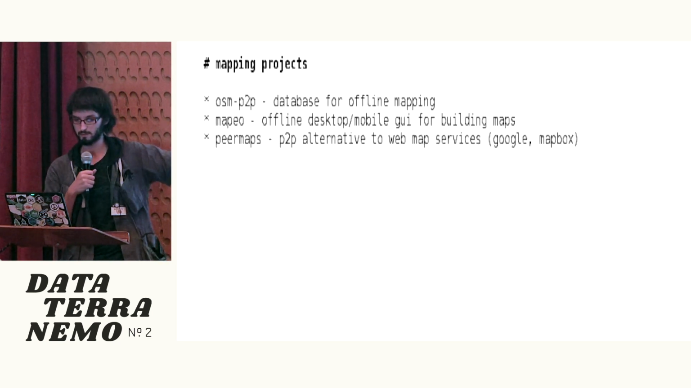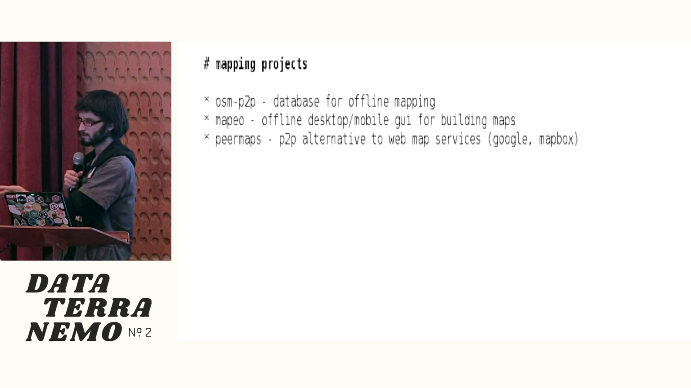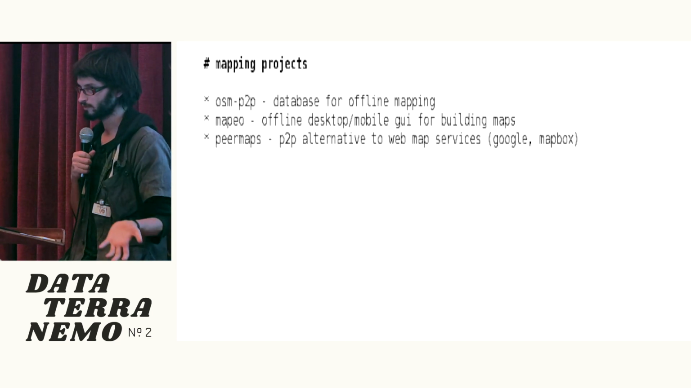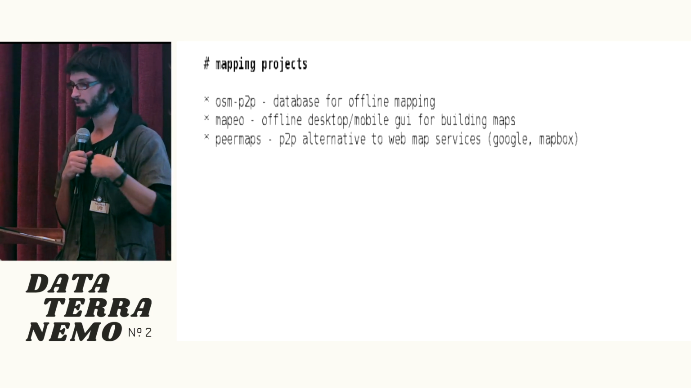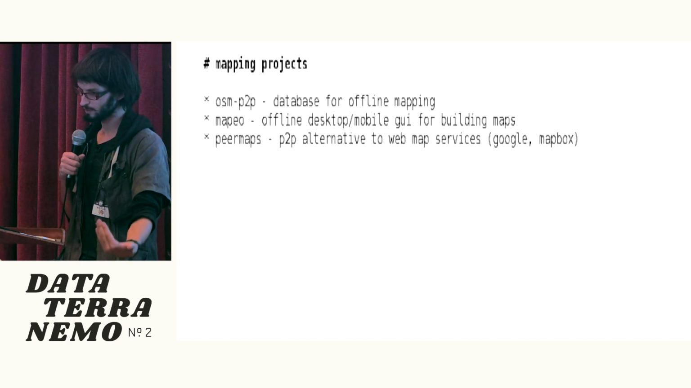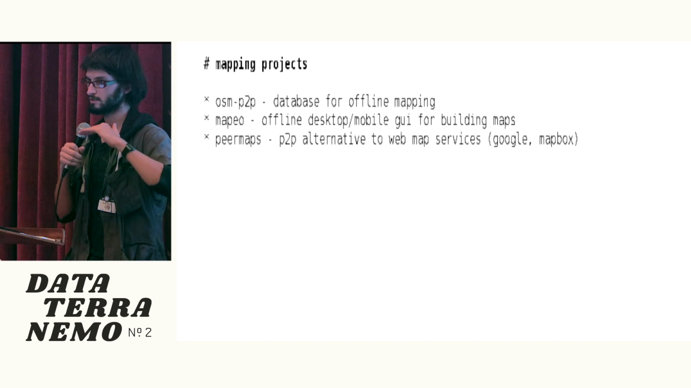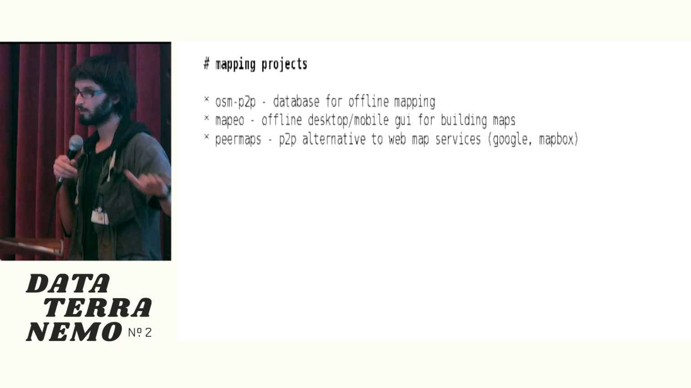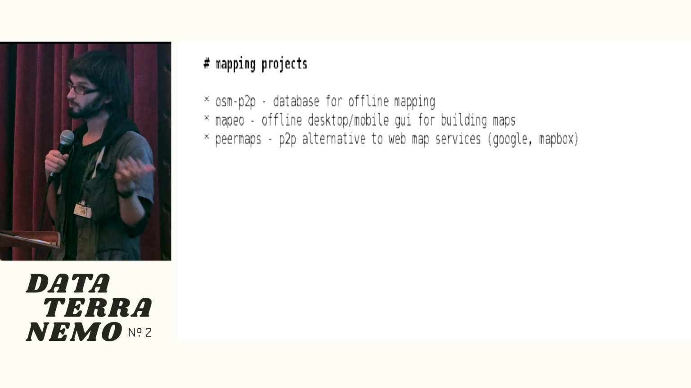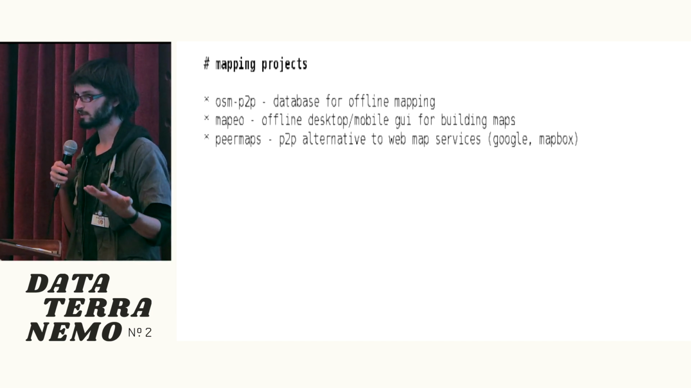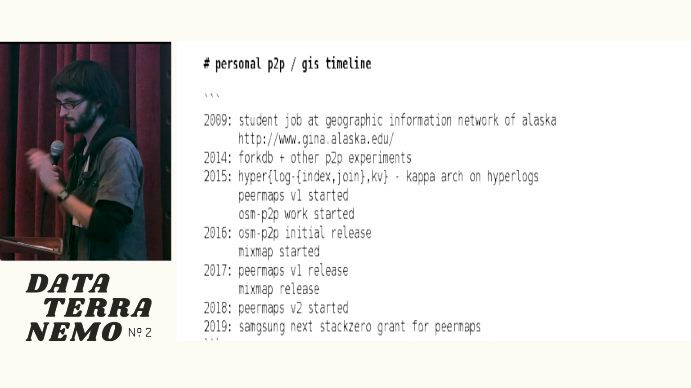Here are some of the previous projects and how they relate. Carissa and Nafel alluded to the work with Mapeo earlier, which I've also worked on. I've also worked on the OSM P2P stack for doing offline mapping. Peer Maps is bringing a lot of these ideas and techniques to the whole OpenStreetMap, as a replacement for Google Maps or hosted centralized mapping services.